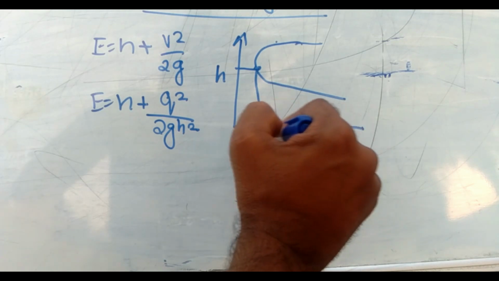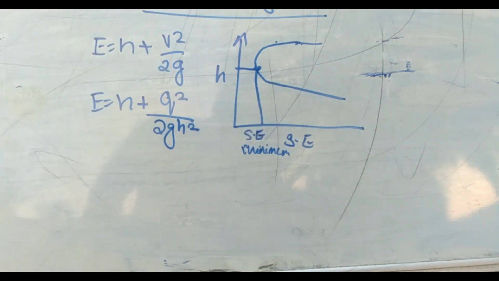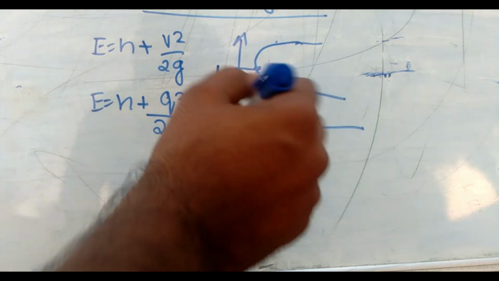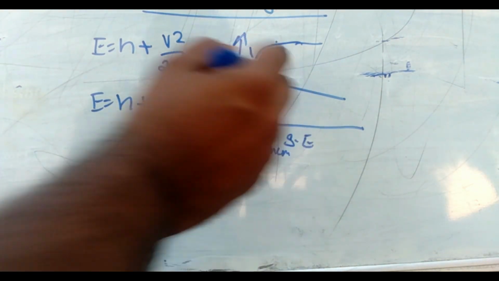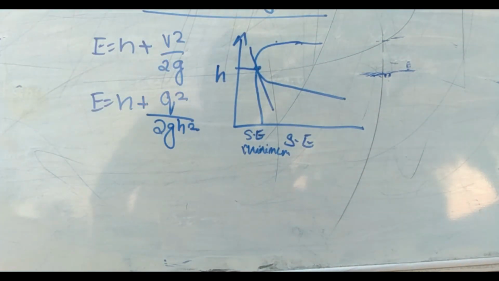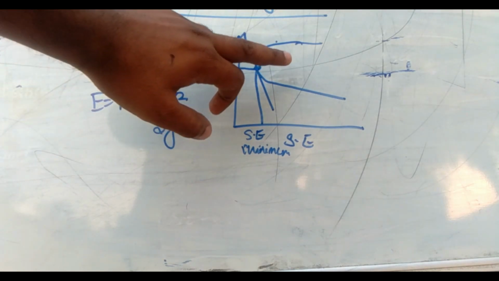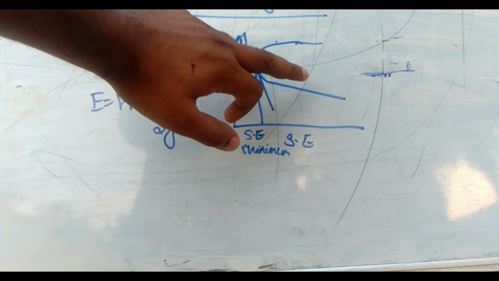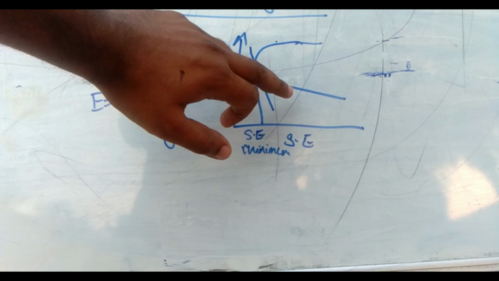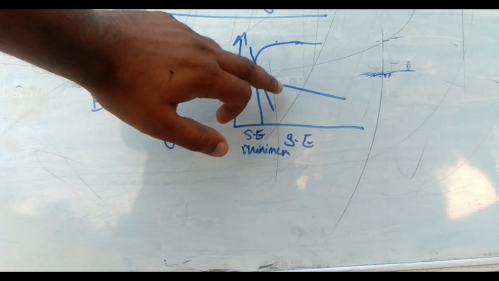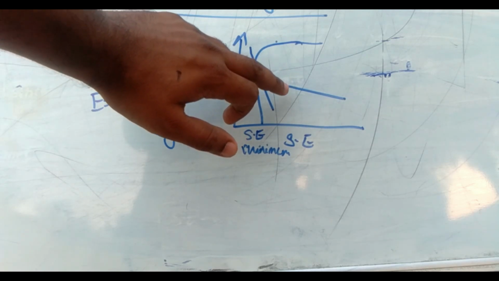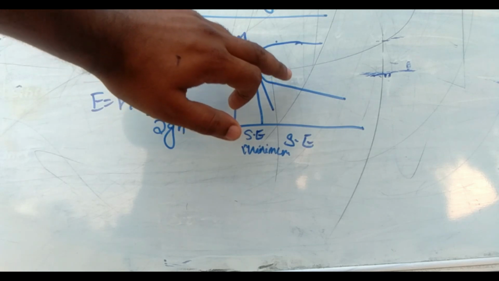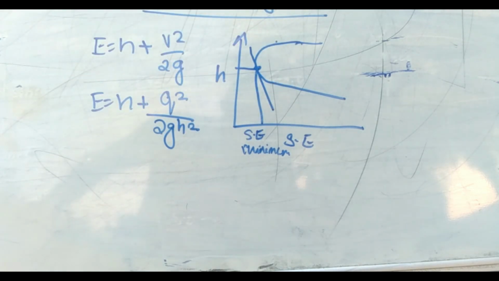I am drawing a different diagram because that will otherwise confuse too much. So the specific energy is minimum. Here you draw one tangent. Why are we drawing the tangent? Because that gives the slope, and when we differentiate, the slope becomes zero, at which point the specific energy gets its minimum value. So we need to make it here.